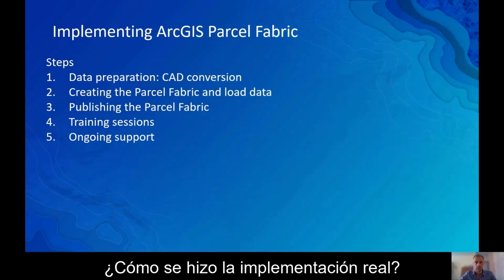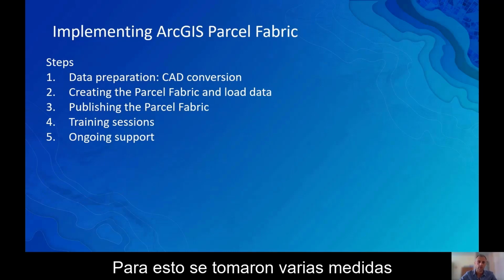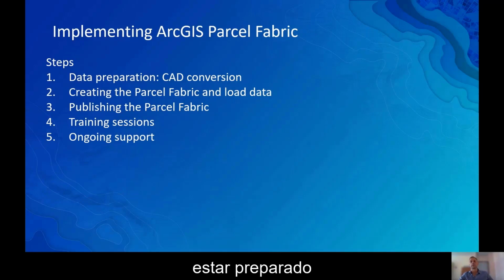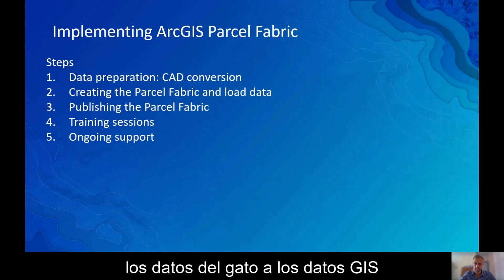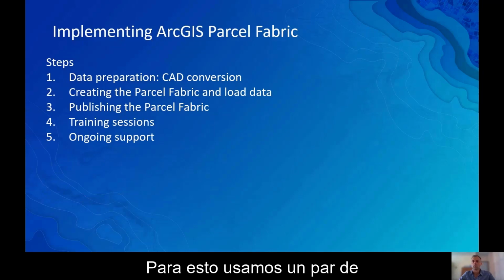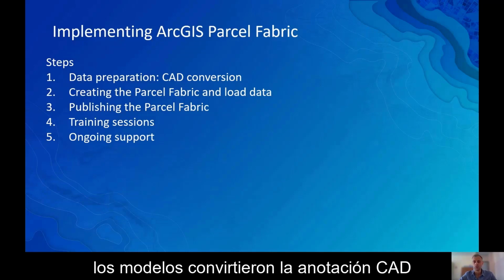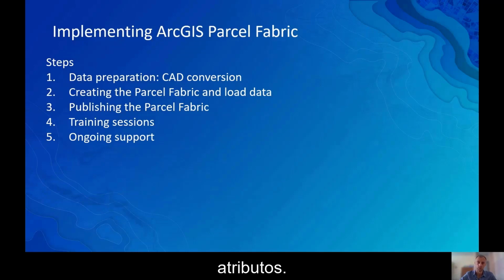How was the actual implementation done? For this, several steps were taken. First of all, the parcel data needed to be prepared. Because Cadastra Aruba had all of its parcel data stored as CAD drawings, we needed to convert the CAD data to GIS data. For this, we used a couple of geoprocessing models that converted the CAD lines to GIS parcel polygons, and the models converted the CAD annotation to GIS attributes.